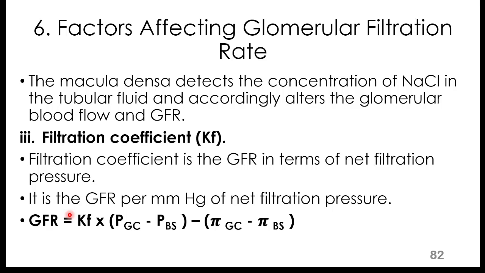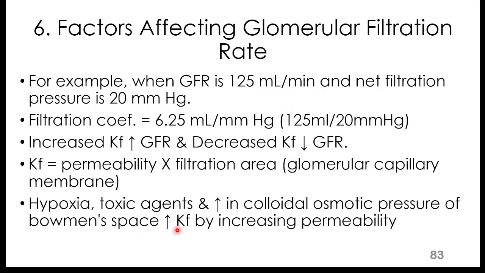But in the case of the kidney, the filtration coefficient is the glomerular filtration rate in terms of net filtration pressure. It is the glomerular filtration rate per millimeter of mercury of net filtration pressure. So recall that we said that the glomerular filtration rate equals the filtration coefficient times the net filtration pressure. So it means that filtration coefficient will be glomerular filtration rate divided by the net filtration pressure.